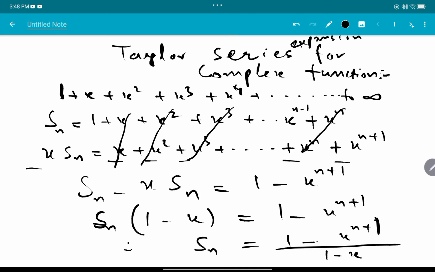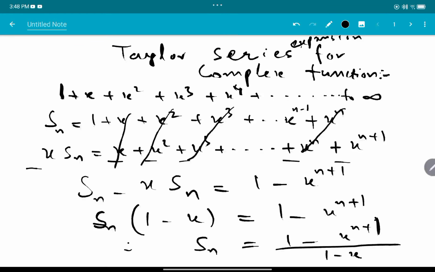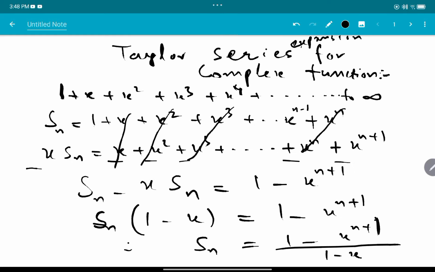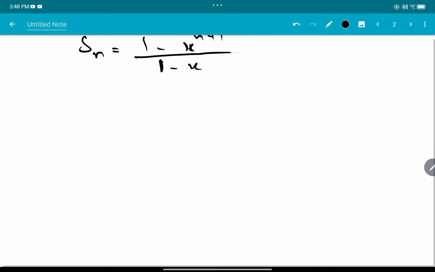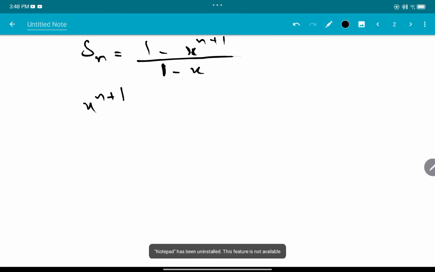Now, proceeding ahead, I will write it here. Sn is equal to 1 minus x raised to n plus 1 divided by 1 minus x. Now, one term, this x raised to n plus 1. Suppose I take this separately, x raised to n plus 1. I have this x raised to n plus 1.